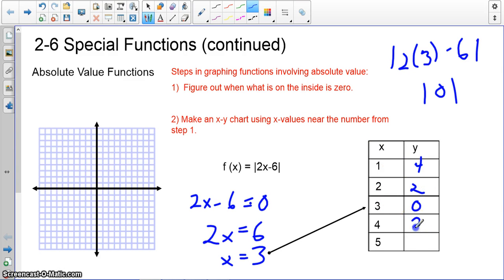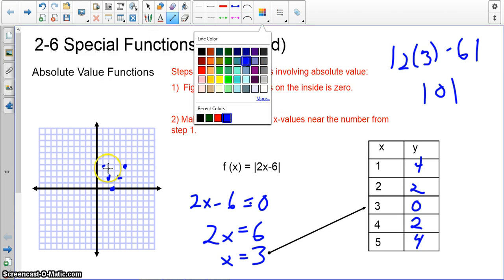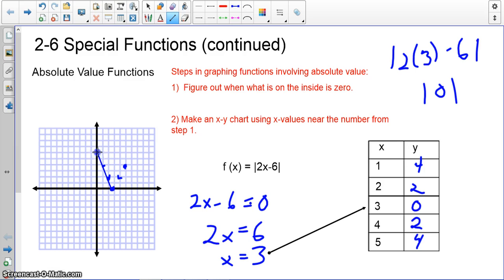I'm just going to write in the answers. Okay, so that's what you should get. So then you just plot those points. So 1, 4, maybe, something like that. 2, 2, 3, 0, boom, boom. And like I said, these are just going to be straight lines. Well, 2 straight lines that make a V shape. And so that is what they should look like.